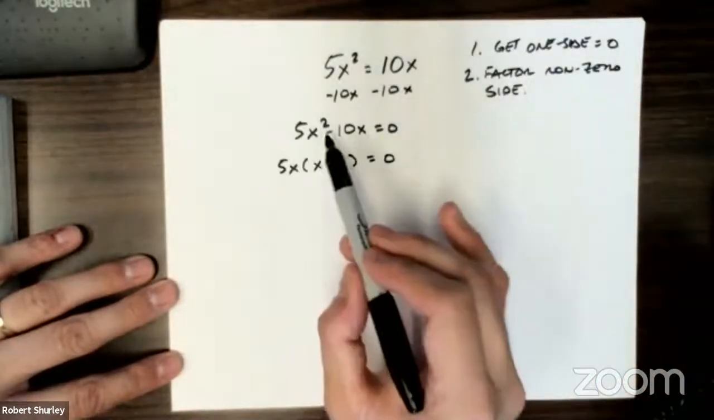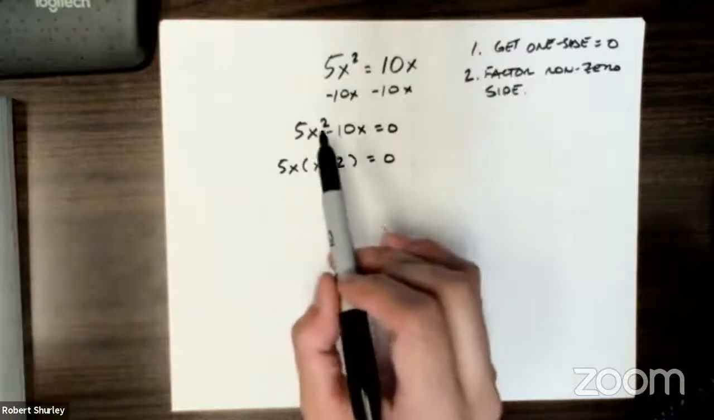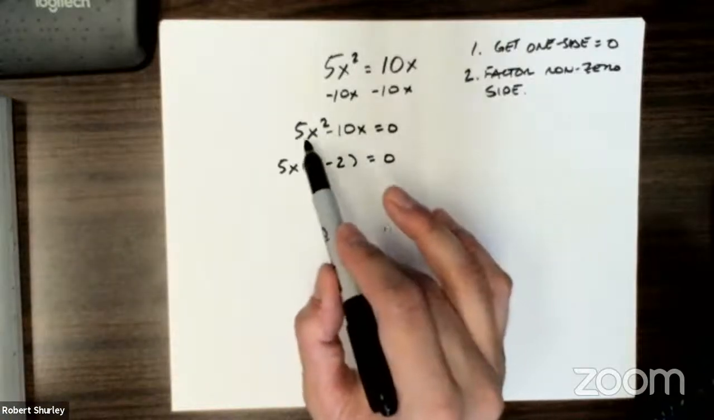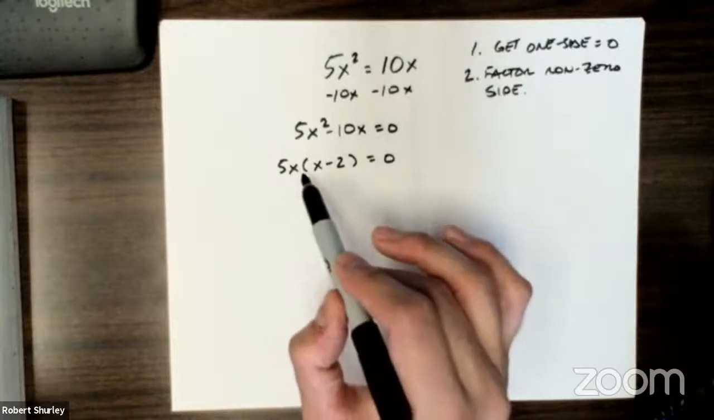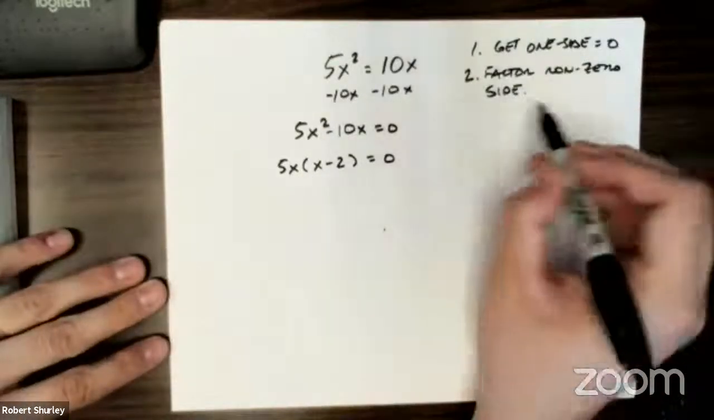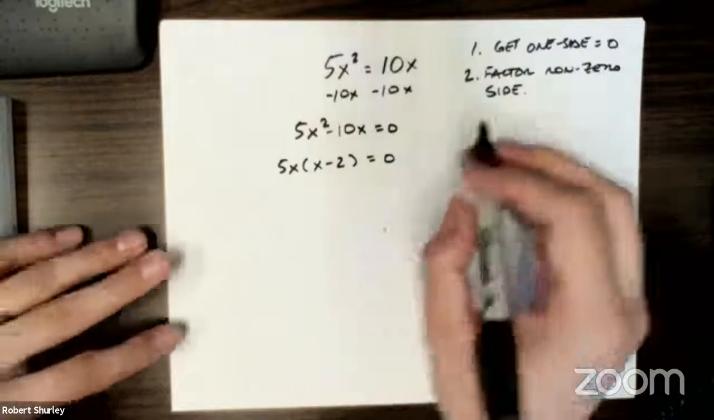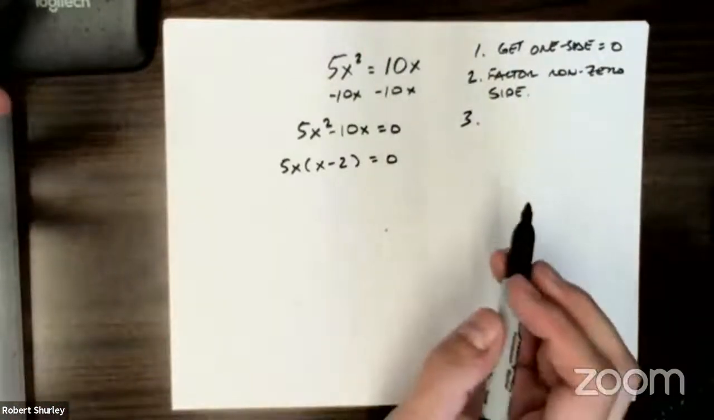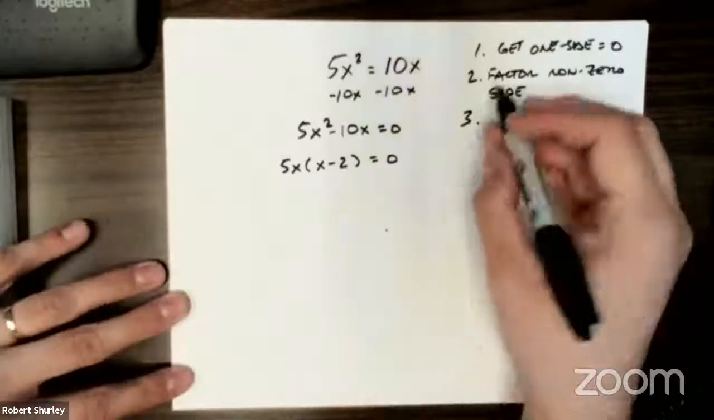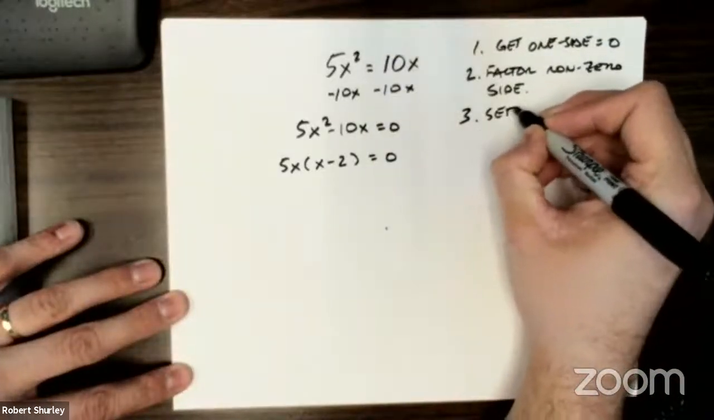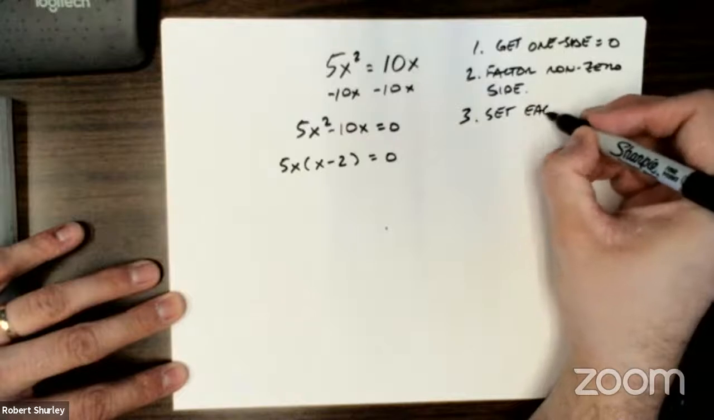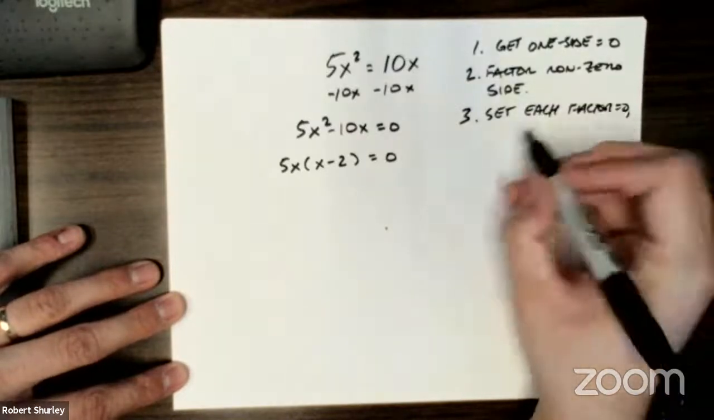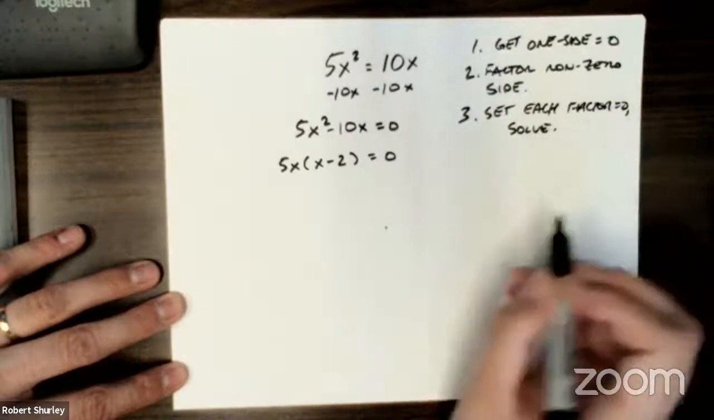So this was a GCF factoring, right? We had 2 terms, 5x squared and 10x. We can factor a 5, and we can also factor an x out. So once we do that, we're left with x minus 2. So we factor the non-zero side. Step 3, now this is where we use the zero factor property, right? We're going to set each factor equal to 0 and then solve. It's kind of all in one step.